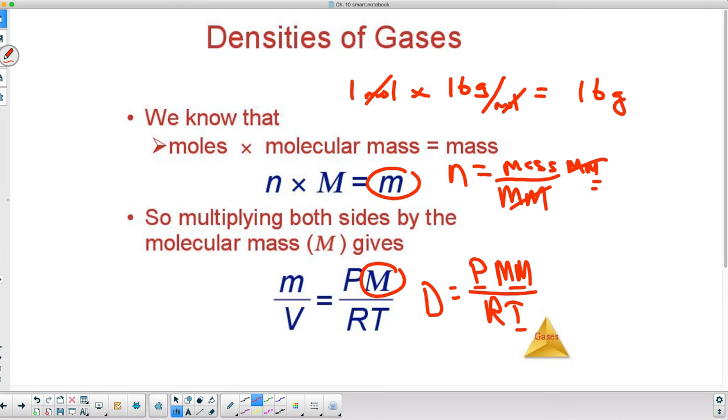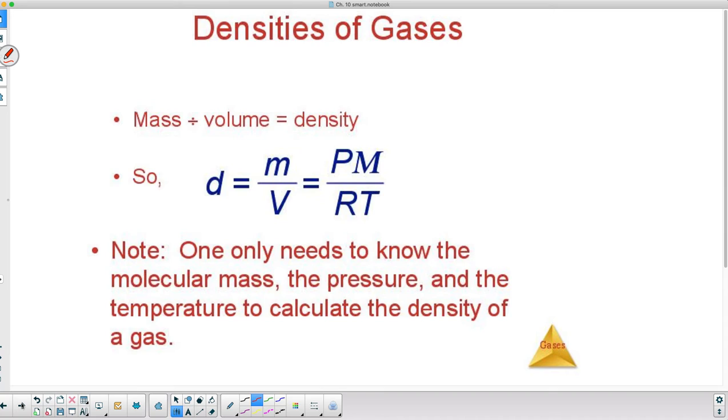And that's it. We're going to use this. We've done an example problem already, 10A problem set number 48, I believe it was. If you need to go back and check that one, it's the beginning of part 2 for 10A problems. So mass divided by volume equals density, which equals pressure times molecular mass divided by RT. Note that one only needs to know the molecular mass, the pressure, and the temperature to calculate the density of a gas.